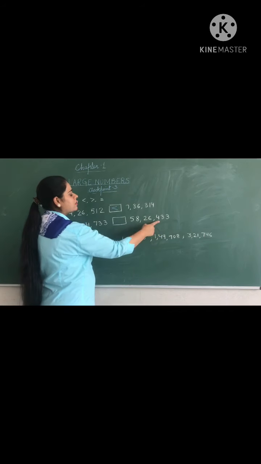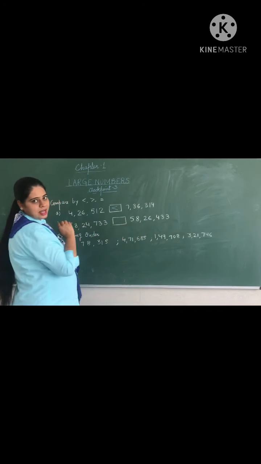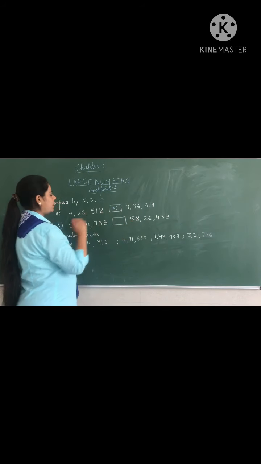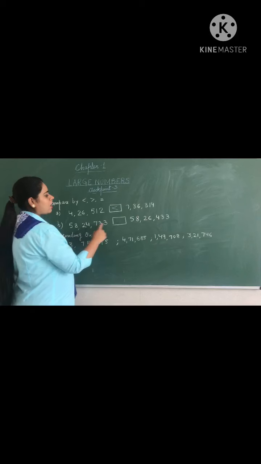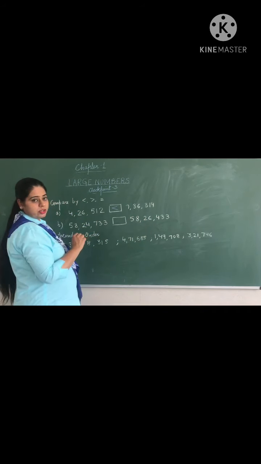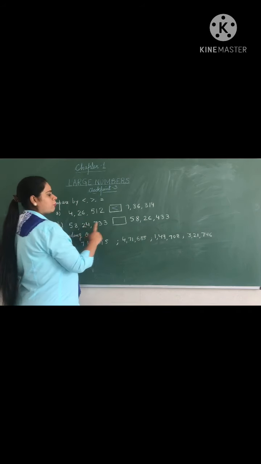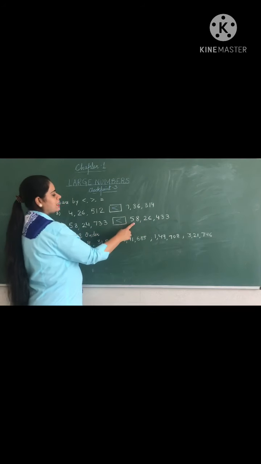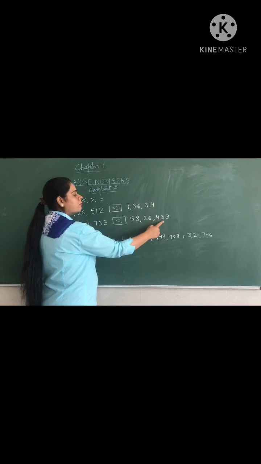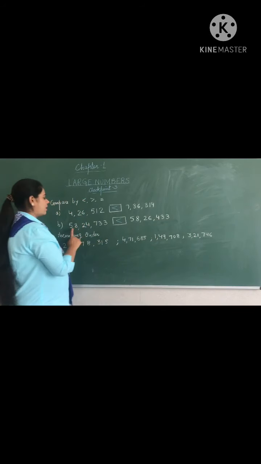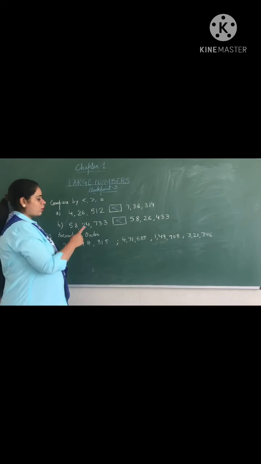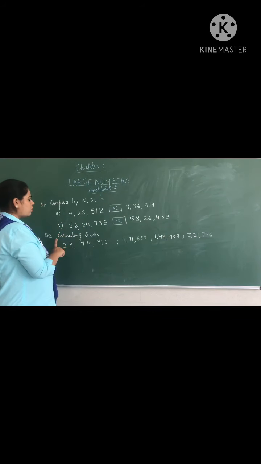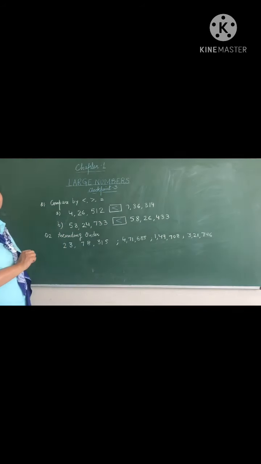It is also ones, thousands and lakhs. But in lakhs it is 58, it is also 58, it is 24,000 and it is 26,000. So which is greater, 24 or 26? 26. So 58,26,433 is greater than 58,24,733. Now moving to next question, ascending order.